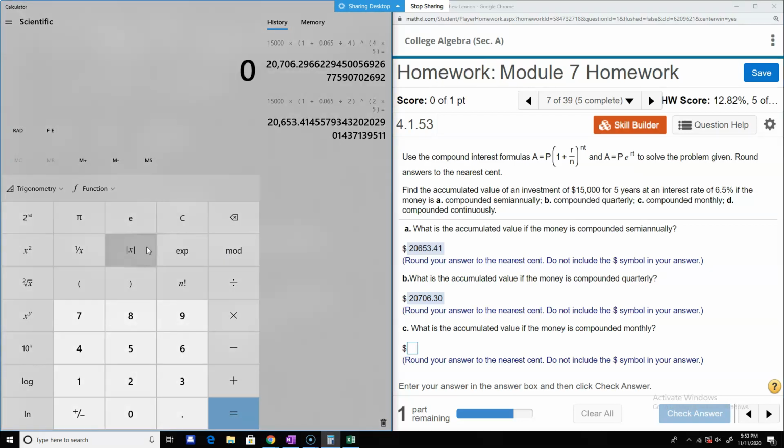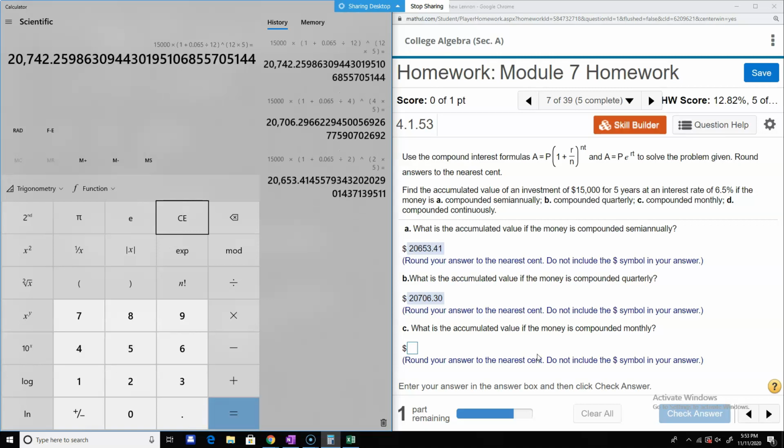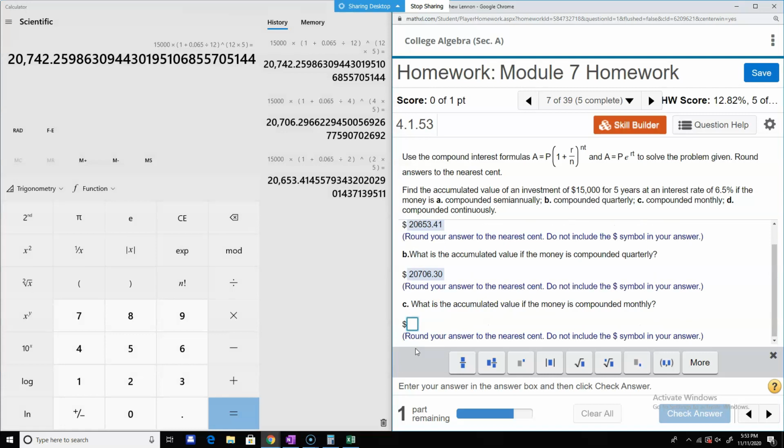Okay, so let's go back, do this last one with the 12. 15,000 times 1 plus 0.065 over 12 raised to the 12 times 5. Okay, so again we get 20,742.26.